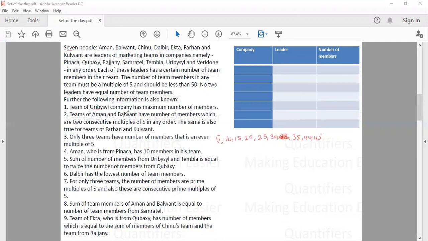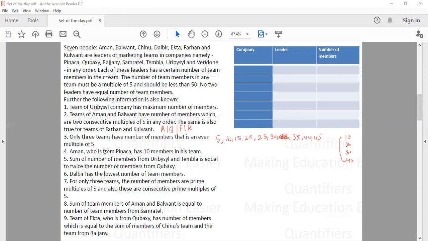Next, it says the teams of Aman and Balwant have members which are 2 consecutive multiples of 5, and the same is true with Farhan and Kulwant. They also have members which are consecutive multiples of 5. Next, it says only 3 teams have a number of members that is an even multiple of 5. So even multiples of 5 are 10, 20, 30, and 40. That means we need to take only 3 values from out of these 4. One value will be rejected among 10, 20, 30, or 40.